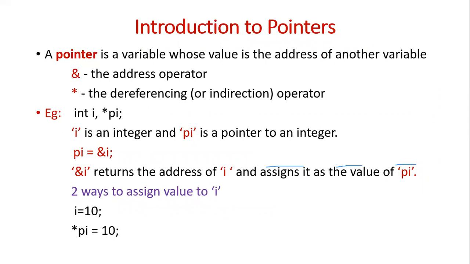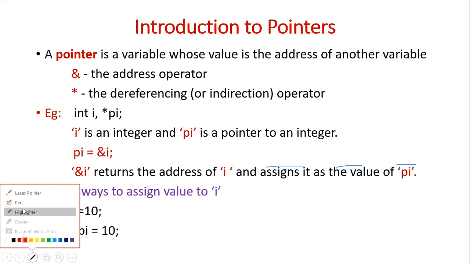Now let us move on to pointers. So what is a pointer? A pointer is a concept which is available in C language and in C++. Basically, pointers are used to access memory locations. This is how we can define a pointer: a pointer is a variable whose value is the address of another variable.